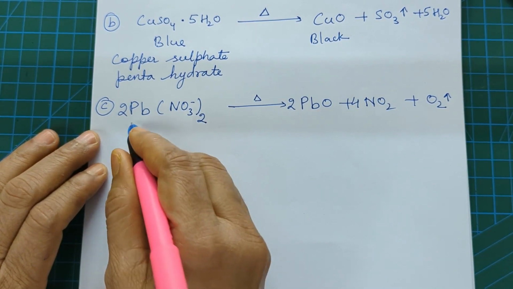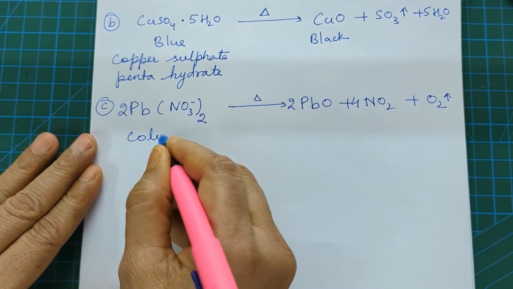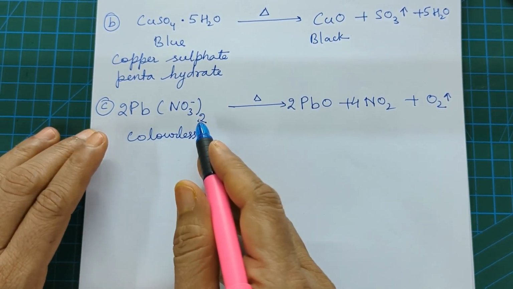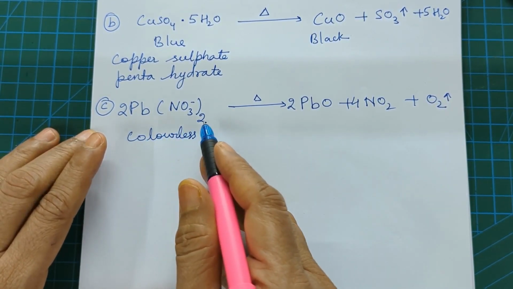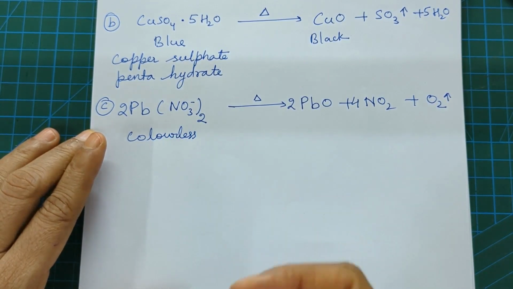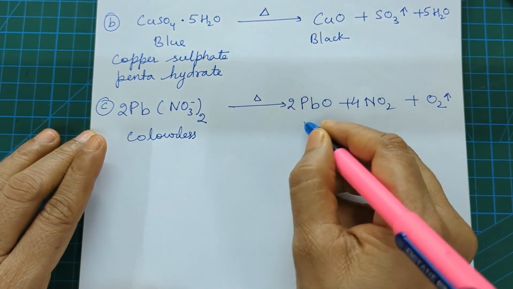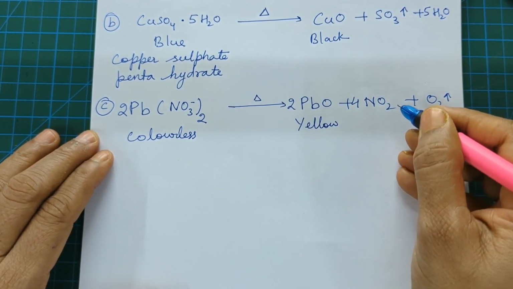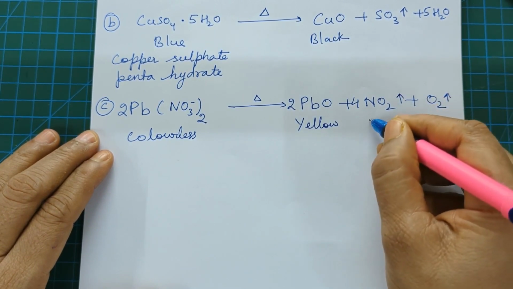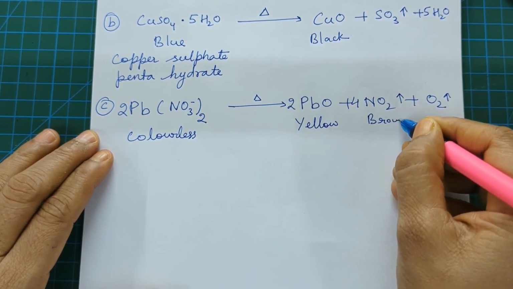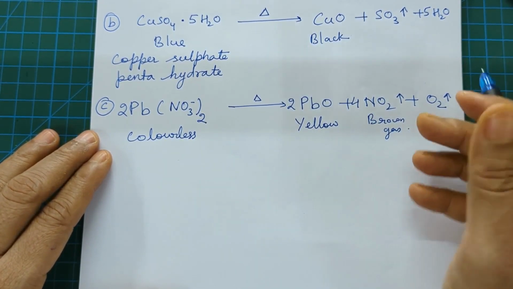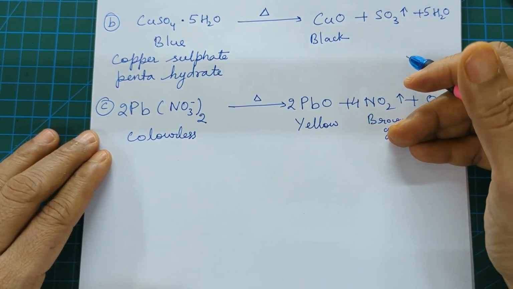So lead nitrate is a colorless substance. You can guess why it is colorless. It is colorless because it doesn't have water of crystallization. That also may be a reason, but this is the nature of the substance. Lead oxide is yellow in color. Nitrogen dioxide is in gaseous form and it is brown in color, a brown gas. Oxygen is a colorless gas. So these are the 3 decomposition reactions.